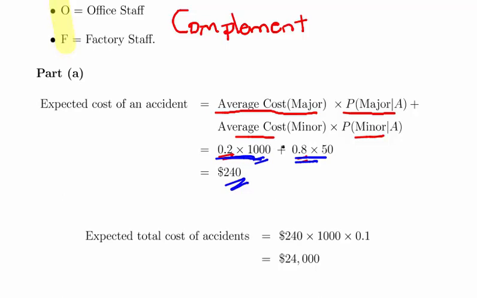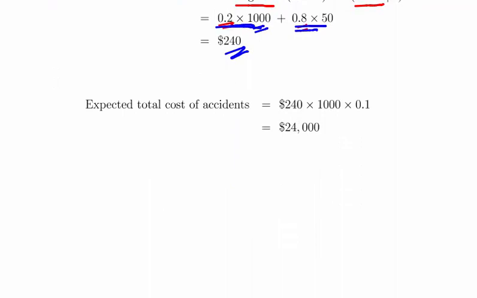So the expected total cost of accidents is, how many employees do we have? We have 1,000 employees, okay. On average, there's a 10% probability that they will have an accident, so that's the probability of an accident. So out of 1,000 people, we expect 100 to have an accident in any given year, okay. And so if there are 100 accidents in a year and the average cost of an accident is 240, that means that the expected total cost of accidents in a workplace is $24,000. Okay, so that's the first part done.